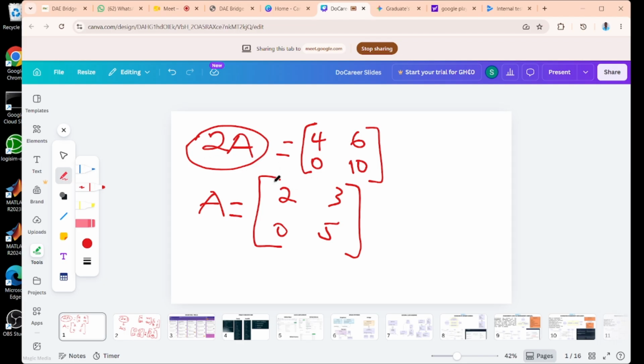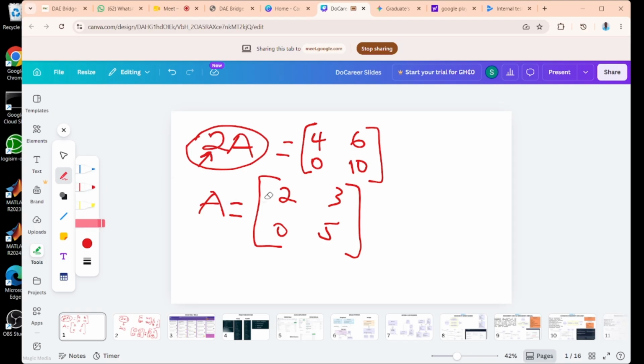Do you still call that one a scalar? You mean the single number? The single number 2. Yeah, every single number is called a scalar. Yes. So when you multiply the matrix by a scalar, you just make sure that you multiply each element by that scalar.